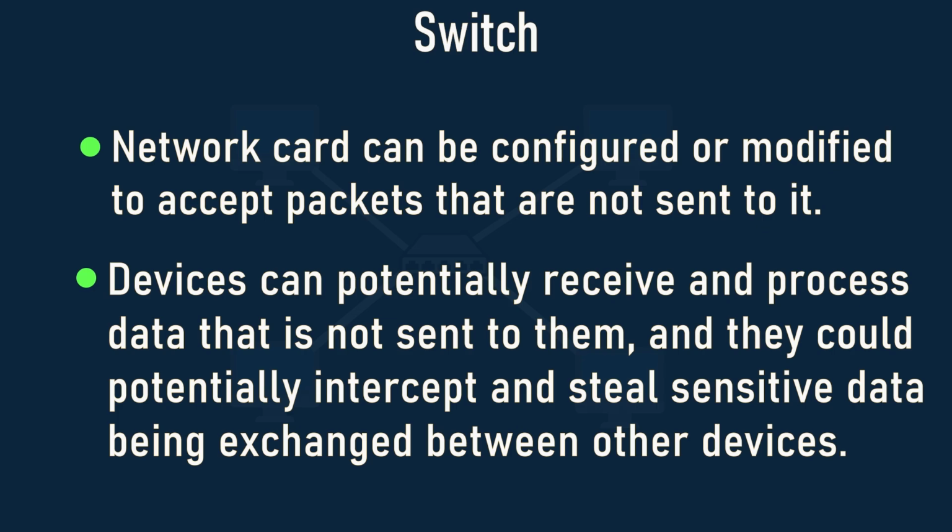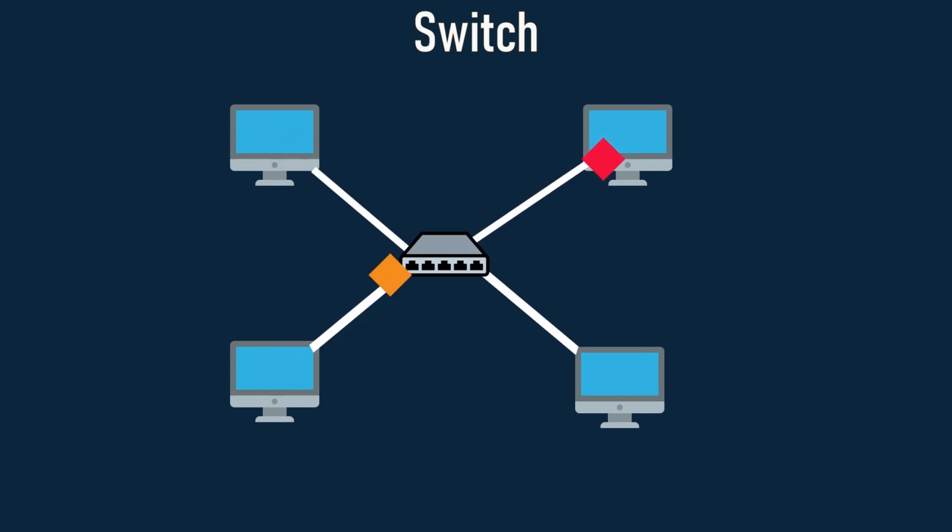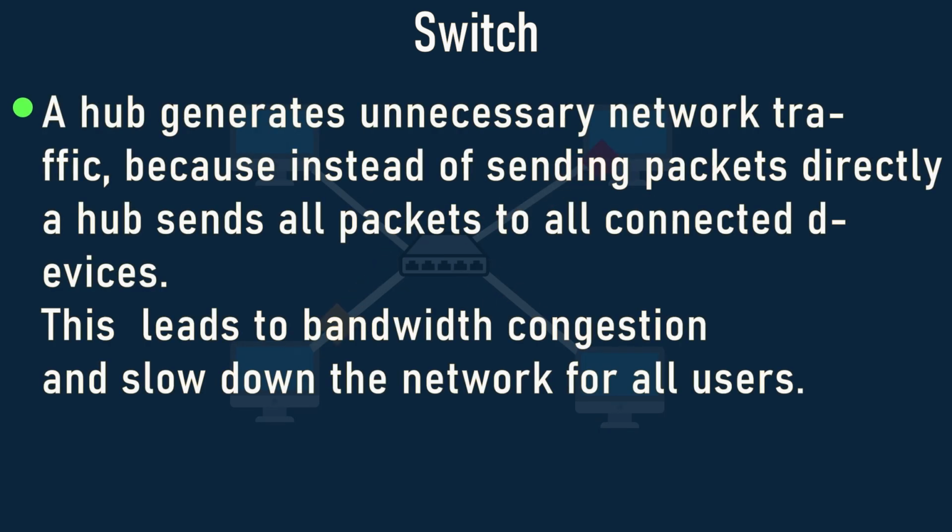Another drawback of a hub is that it generates unnecessary network traffic because instead of sending packets directly to the intended receiver, a hub sends all packets to all connected devices. This can lead to bandwidth congestion and slow down the network for all users.